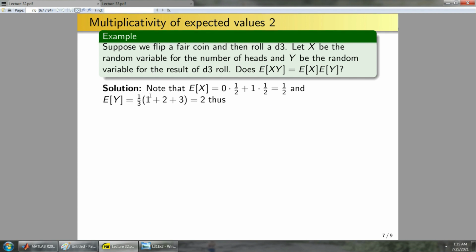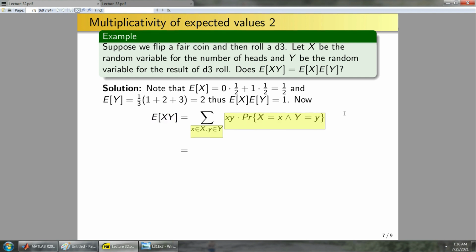For the die, it's also trivial. It's simply 1/3 times this sum. 1 plus 2 plus 3 is 6. If I divide that by 3, I get 2. So if I compute the product of these expected values, I simply get 1. Now I need to do the hard work. I need to compute the expected value of the product of these random variables. Well, here, this would simply be the expected value of the product by definition.